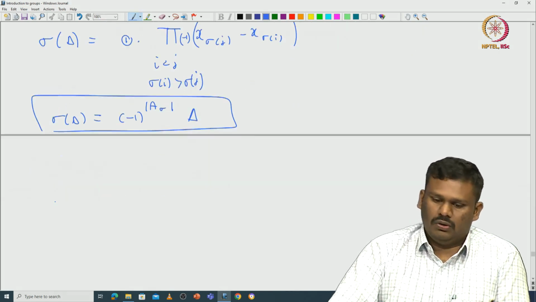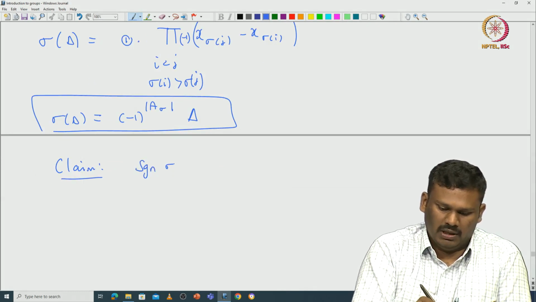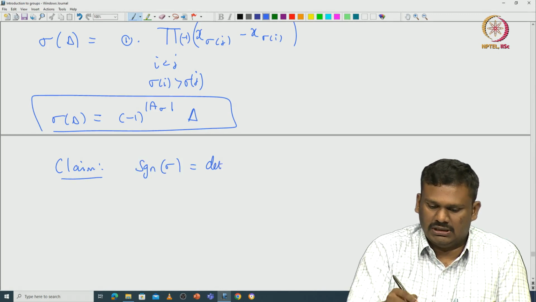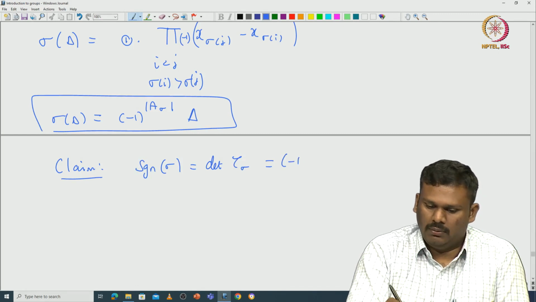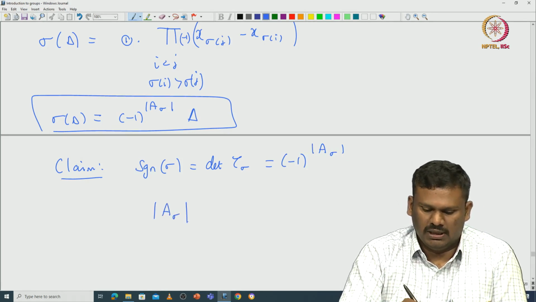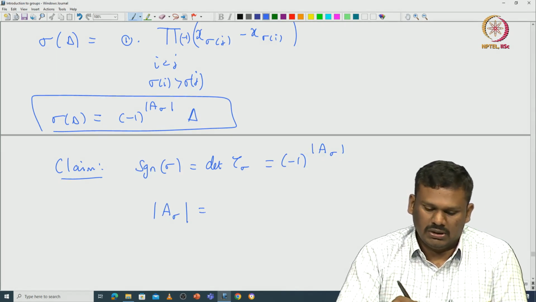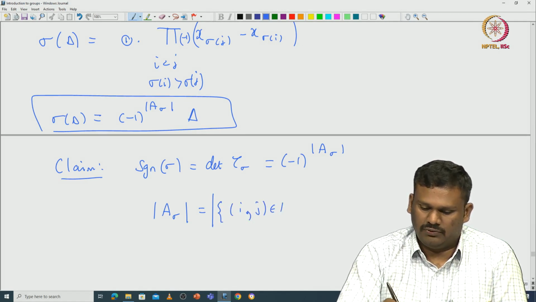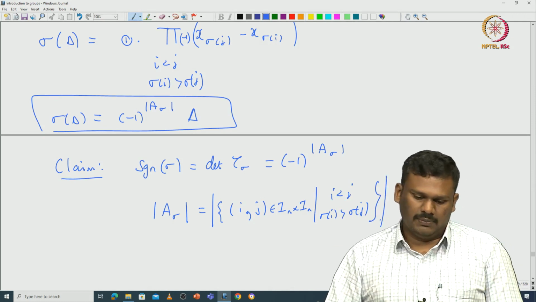But what we are going to claim is that this sign of sigma that we have defined, which is determinant of tau sigma, is going to be exactly equal to minus 1 power the cardinality of A sigma. This cardinality of A sigma is the number of inversions, that is the cardinality of the set of inversions. So this also plays a very important role. It is the cardinality of the pairs (i, j) from In cross In, where i is less than j but sigma of i is greater than sigma of j. This number plays a very important role.